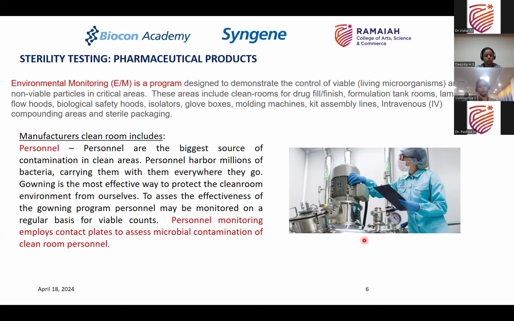The other one is swabbing. That is, you are going to collect swabs, in the sense that sterile swabs have to be taken. It has to be rubbed onto the surface of the gowns or whatever it is, and they are inoculated onto the surface of the culture media, incubated, and observed for the growth of the organisms. So that is how we have to monitor the presence of bacteria or fungi in that particular sample.